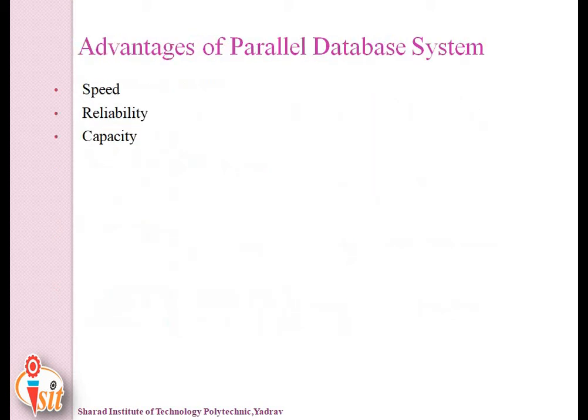Now we will go for advantages of parallel database system. There are various advantages like speed, reliability, and capacity. The main advantage of parallel database system is speed. The server breaks up a user database request into parts and dispatches each part to a separate computer. They work on the parts simultaneously and merge the results, passing them back to the user. This is about the speed.